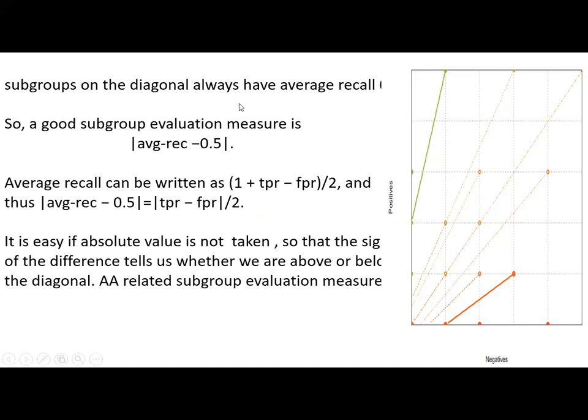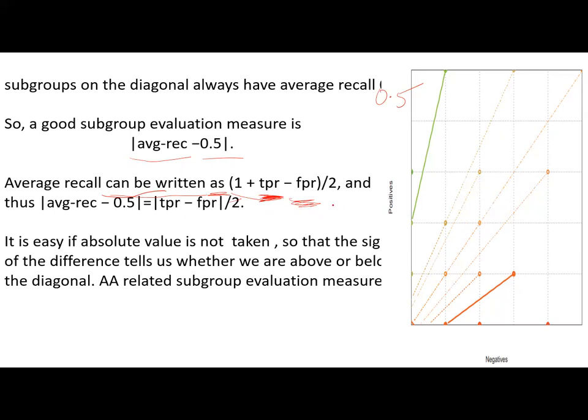Subgroups on the diagonal always have average recall 0.5. There is no doubt, right? So a good subgroup evaluation measure is the absolute value of average recall minus 0.5. Average recall can be written as 1 plus TPR, true positive rate, minus FPR, false positive rate, divided by 2.